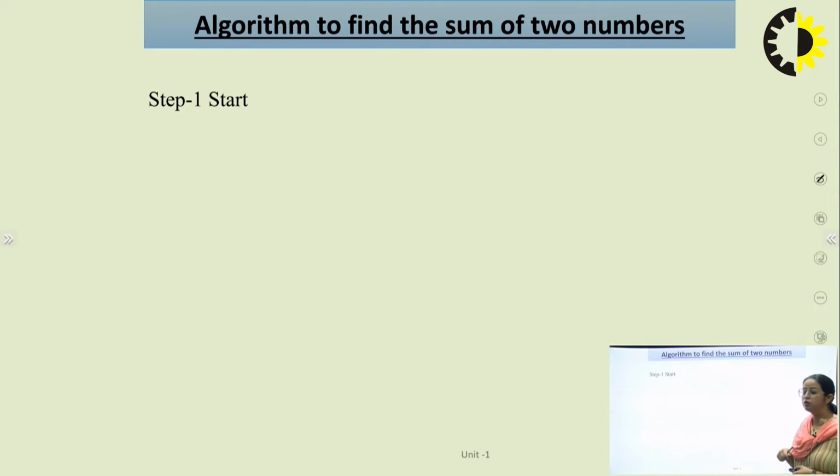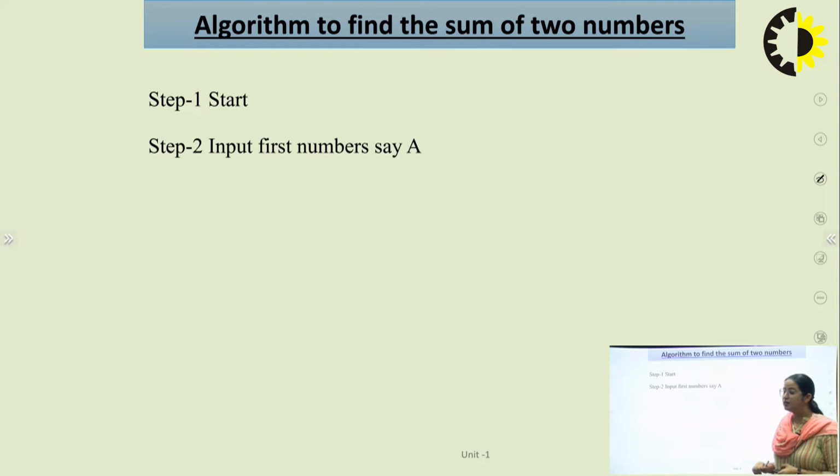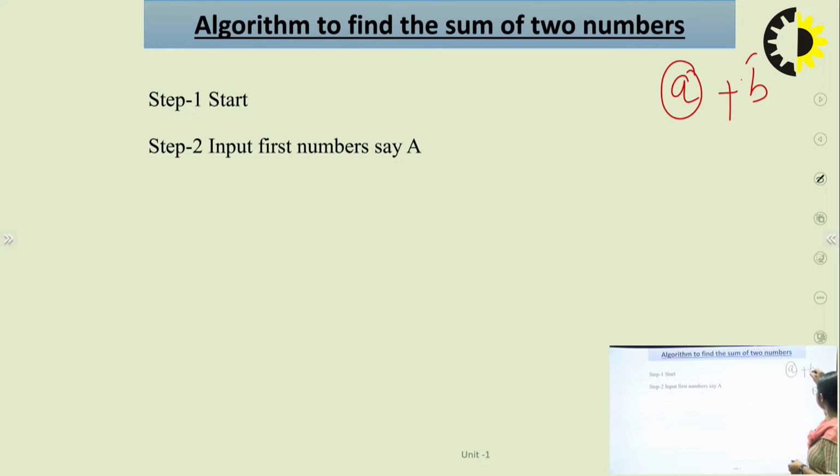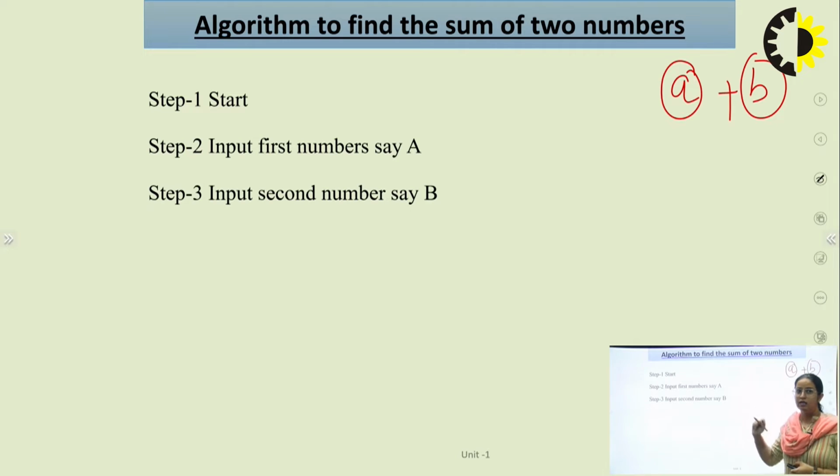In the algorithm, we write step number 1: at first we have to start. Then second, if we want to find the sum of two numbers, we need two numbers, A and B, because we have to do the sum of these two numbers. So we require two inputs, A and B. In the second step, input the first number as A, and in the third step, input the second number as B.